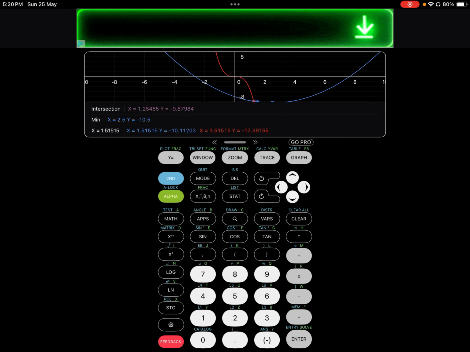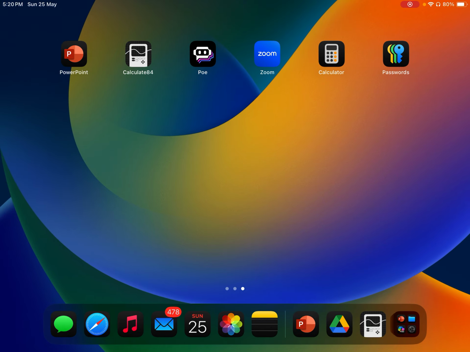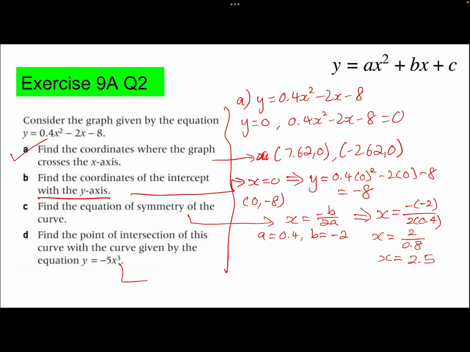Press enter. So the intersection is x equal to 1.25 and the y is -9.88. Okay, 1.25 and -9.88. So that's how you could use the GDC to help you find the point of intersection. But for the AA students, to find the intersection you have to do the simultaneous equation between this equation and this equation. So it can be quite rough if you were to do that.